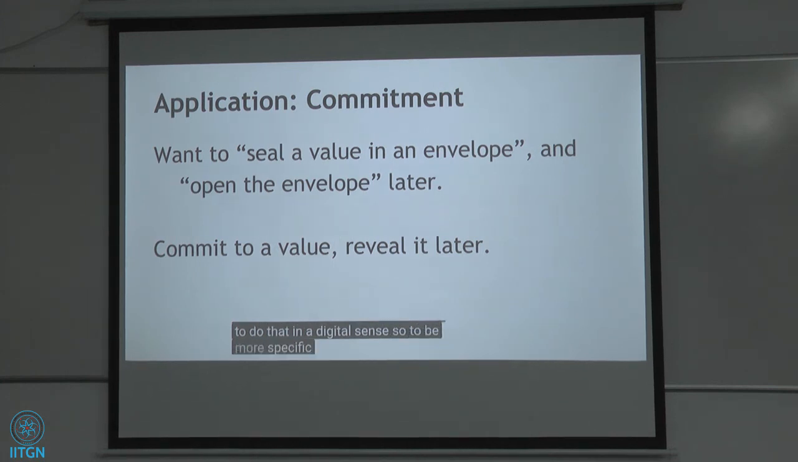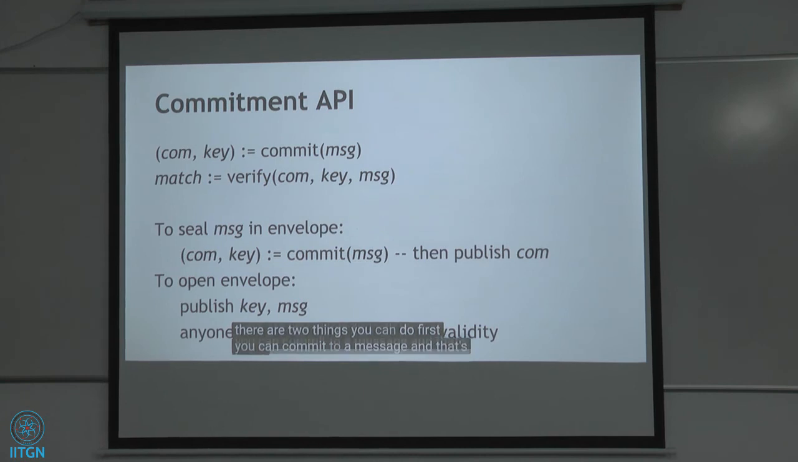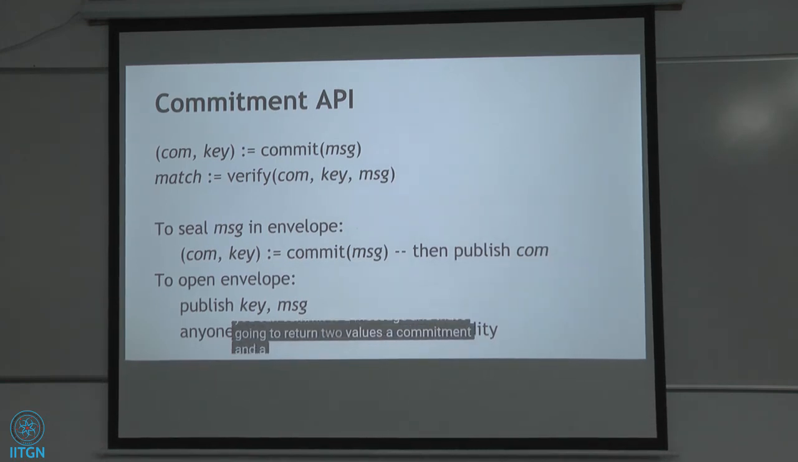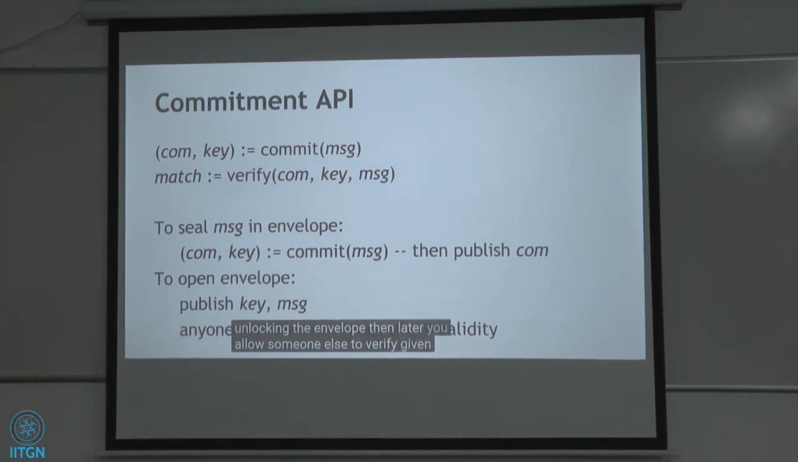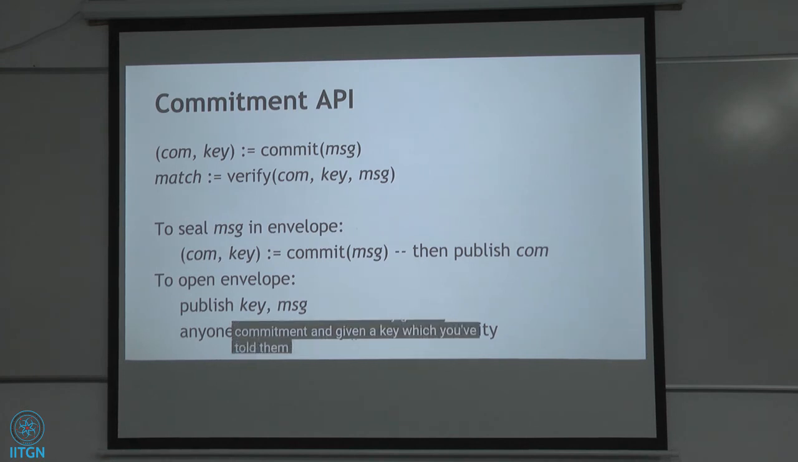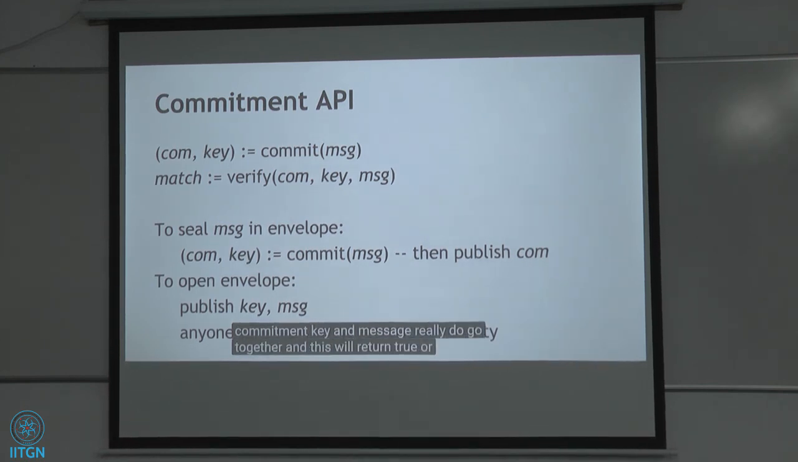So to be more specific about what is the API that we're going to provide here, the commitment API looks like this, that there are two things you can do. First, you can commit to a message, and that's going to return two values, a commitment and a key. Think of the commitment as the envelope that you're going to put on the table, and the key as a secret key for unlocking the envelope. Then later, you allow someone else to verify, given a commitment, and given a key which you've told them in the meantime, and the message, they can verify that that commitment, key and message really do go together, and this will return a true or false.